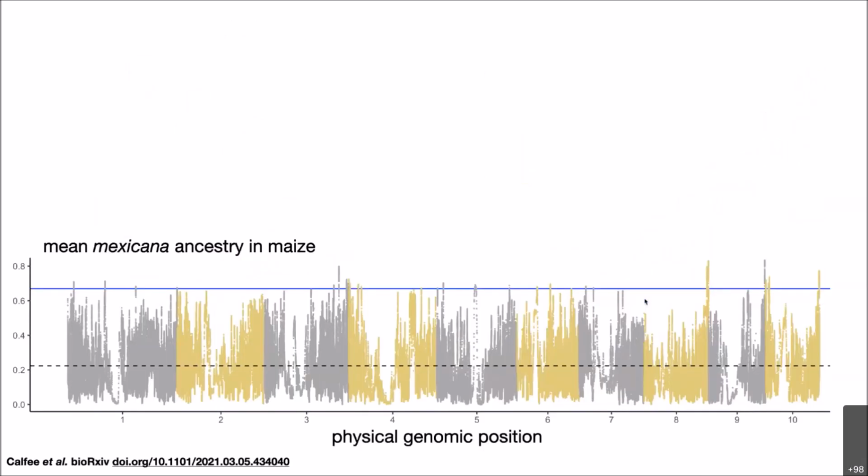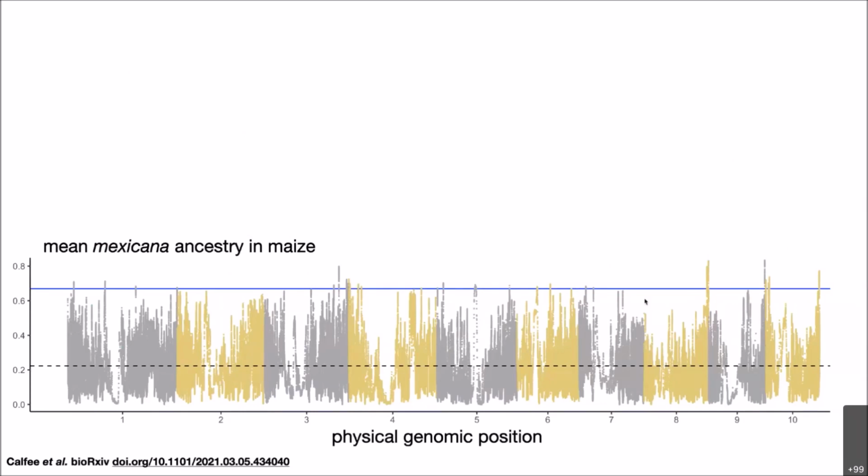Still, we see lots of Mexicana ancestry, and we're interested in identifying regions of the genome that may have more Mexicana ancestry than we would expect. And Erin pioneered a really nice model-based approach, where she built a variance-covariance matrix, not of allele frequencies, but of ancestry frequencies across populations, and used a multivariate normal model to predict the expected amount of ancestry we should see at any region of the genome in any given population.